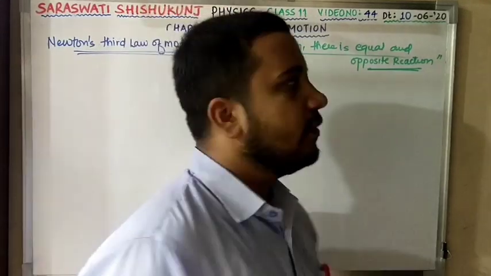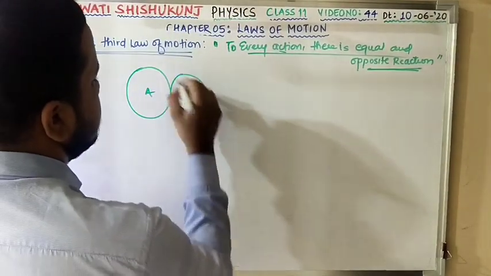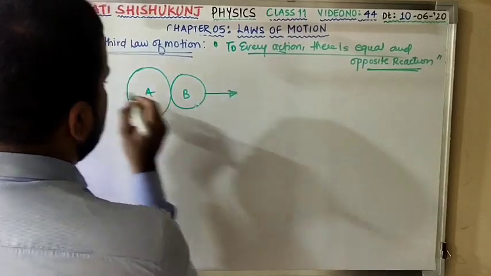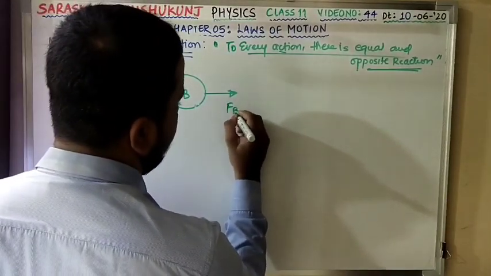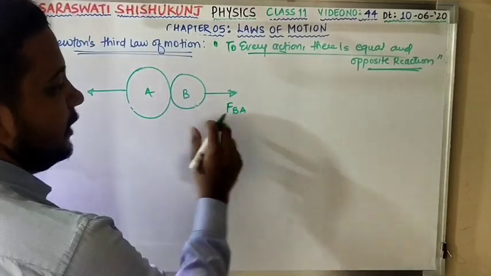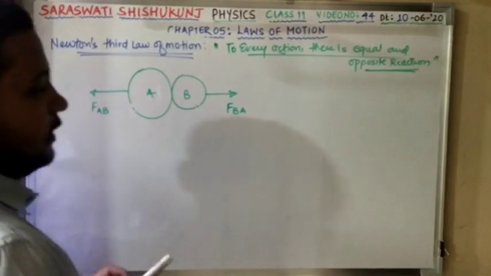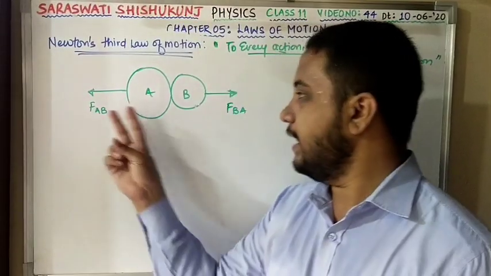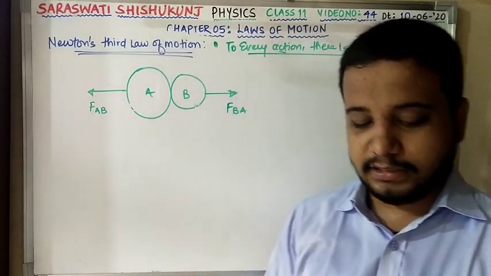Hope it is clear. Now suppose we consider two bodies. This is body A and this is body B. There are two forces acting: force on body B due to A, and force on body A due to B. You will notice that FAB and FBA are both equal in magnitude but opposite in direction.